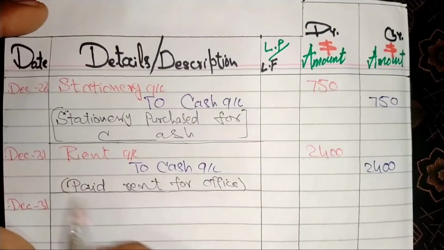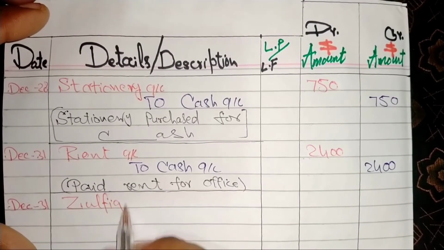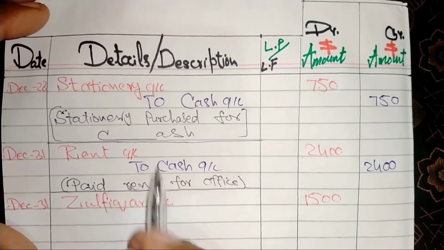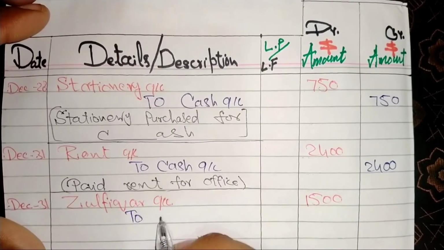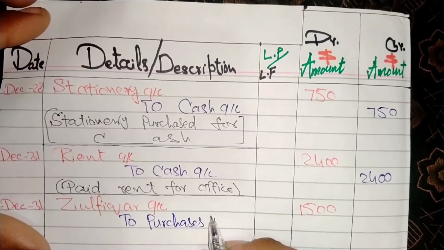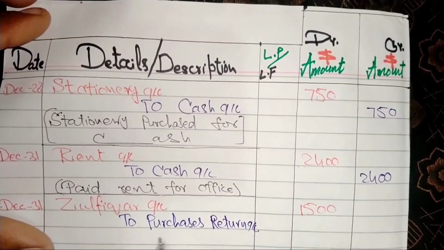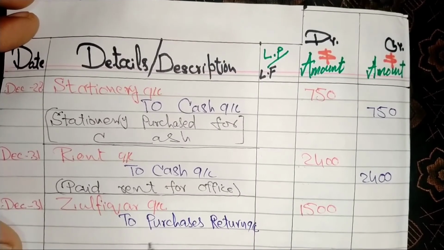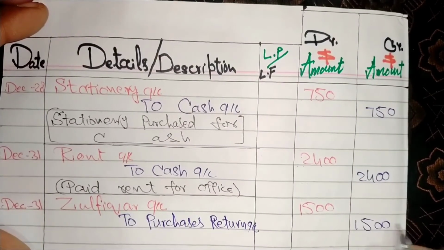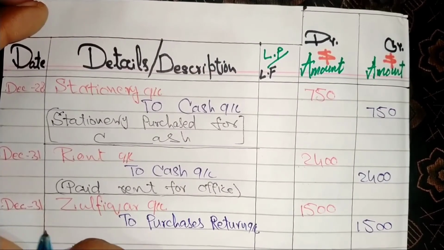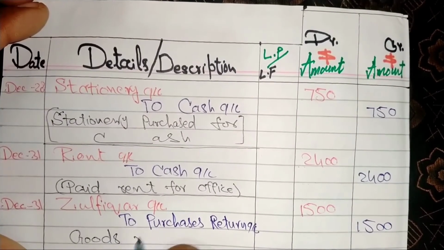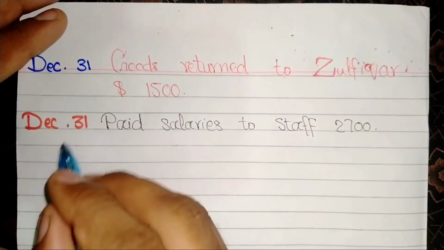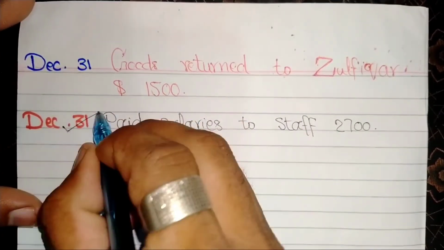So entry will be Zulfikar account debit with amount $1,500 to purchases return account credit. The second name of purchases return account is return outward, okay. You must keep this in your mind. Here with amount $1,500 with details goods return to Mr. Zulfikar, okay.